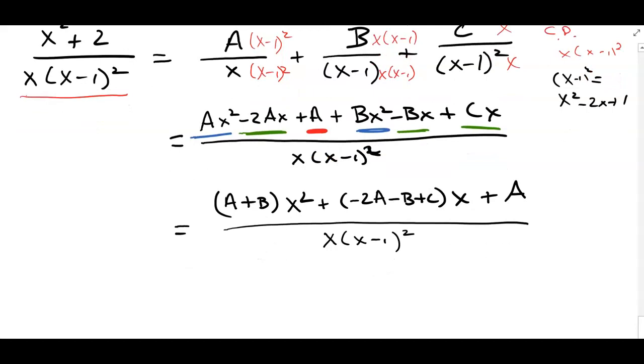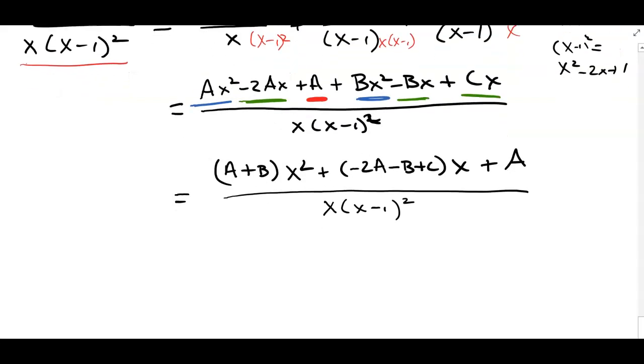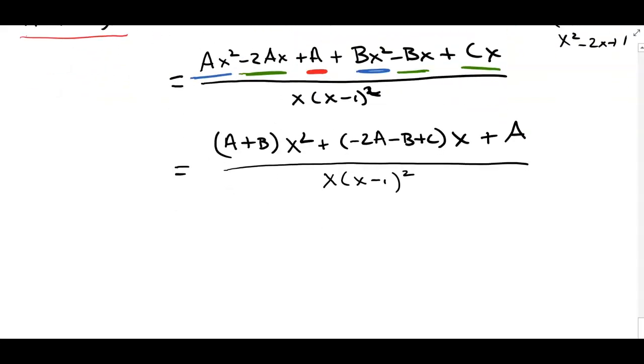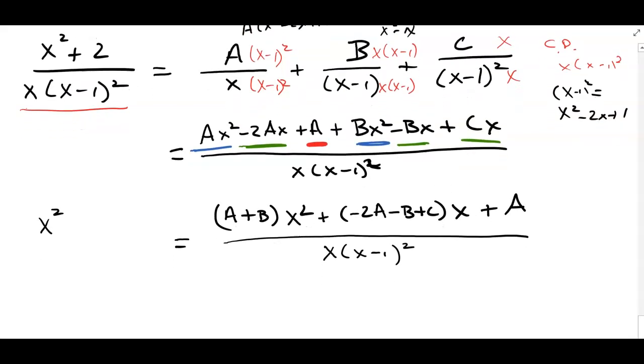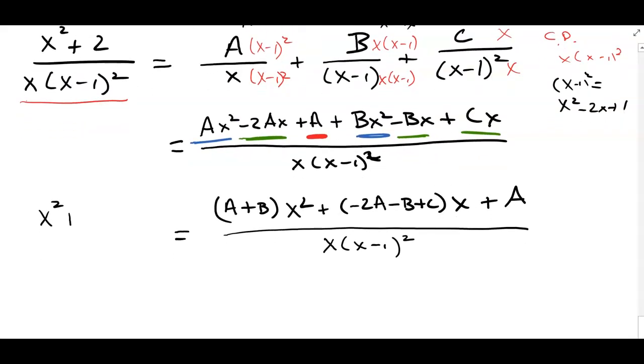So I had my x squares and all the coefficients of those added up, my x and all the coefficients of that one added up, and then my A by itself. All right, that allows me to set up the system of equations. So how is that system going to work? Well, come back, I have an x squared. It's x squared plus 2 is my initial numerator. What's the x term? There is no x term, so that's going to be 0 plus 2.